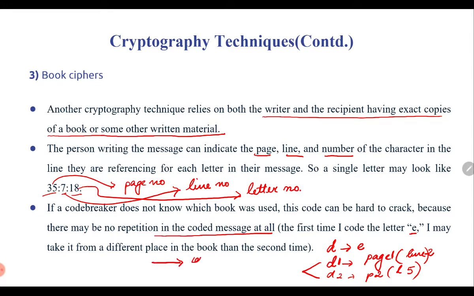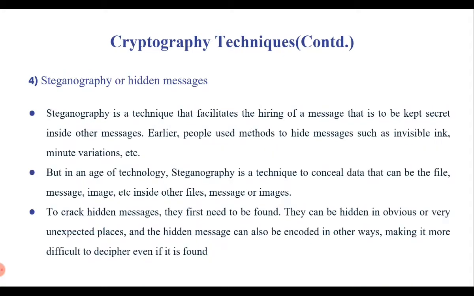First is identifying the book, and the second one is the letters. This is very important because it will take a lot of time and sometimes it might not give the accurate result. So book ciphers are very much used in various cryptography techniques.